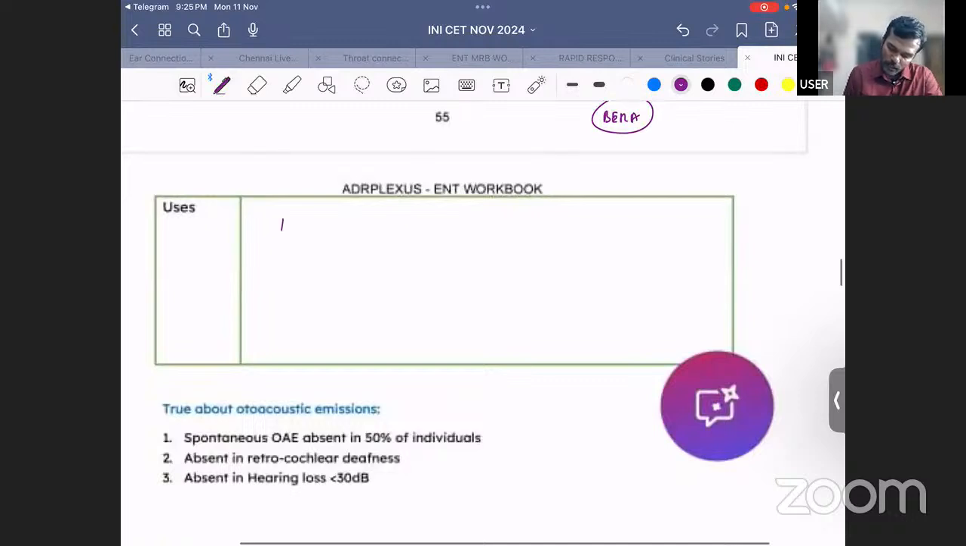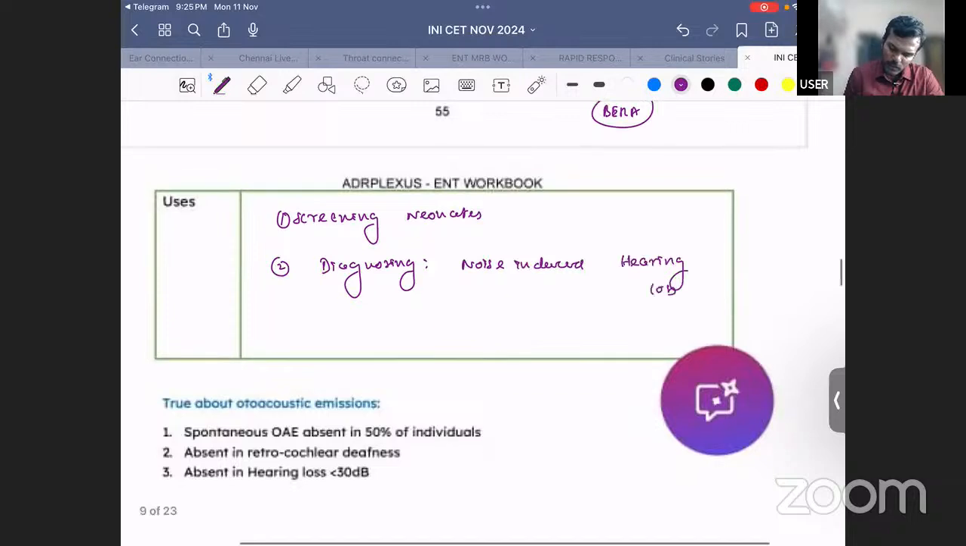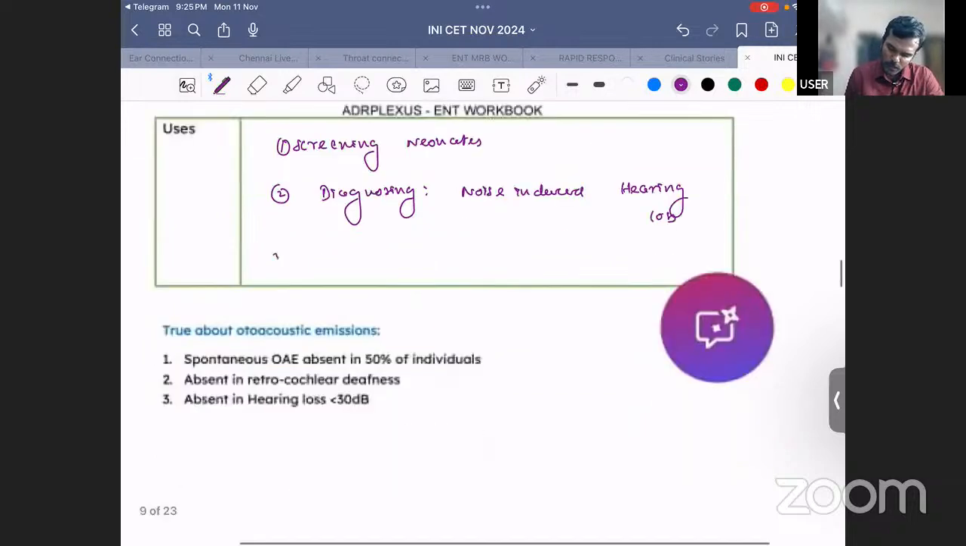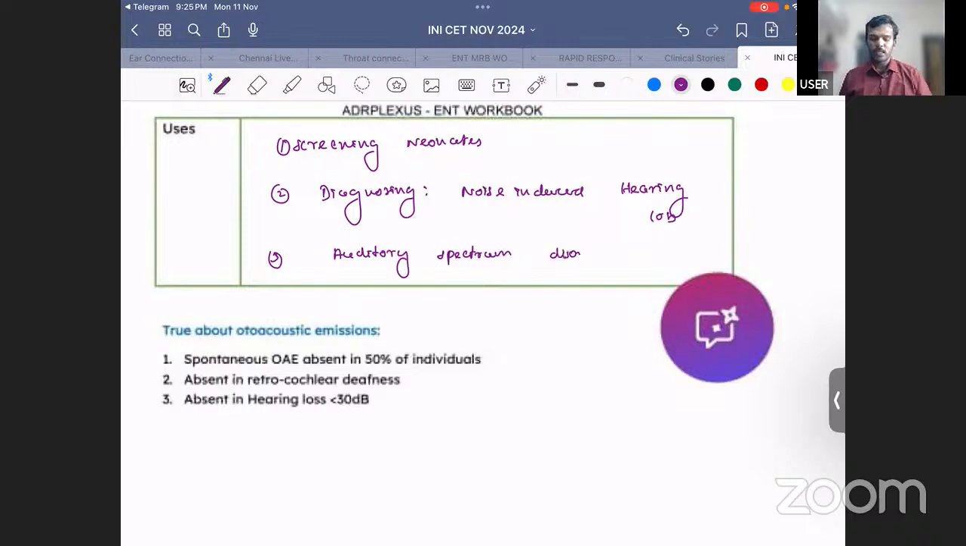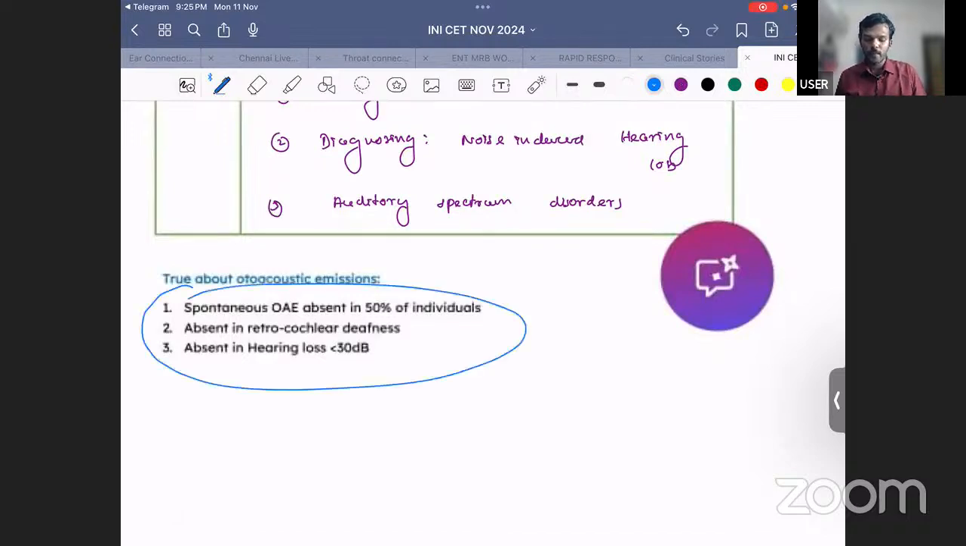This can also be used for diagnosing noise-induced hearing loss. They can also be used for auditory spectrum disorders. Okay, fine. These are all true responses.